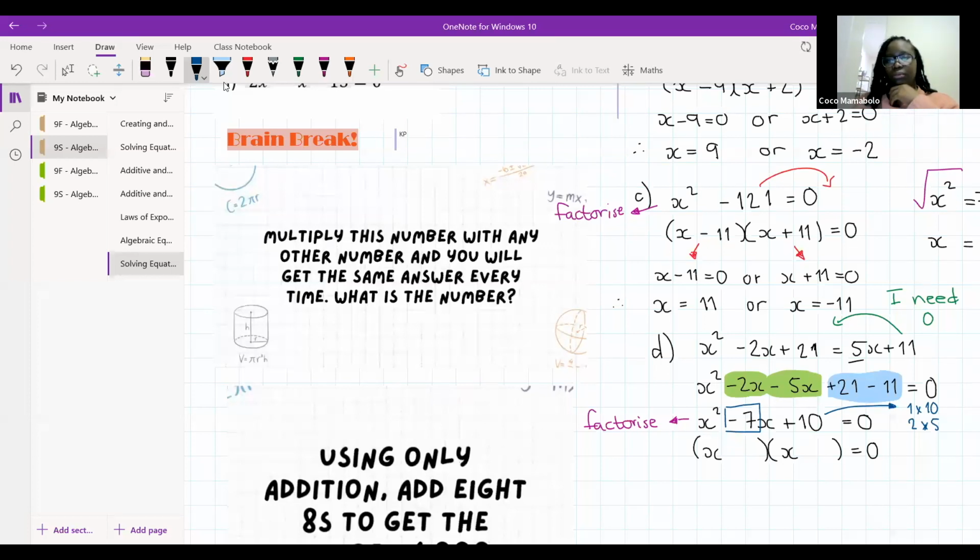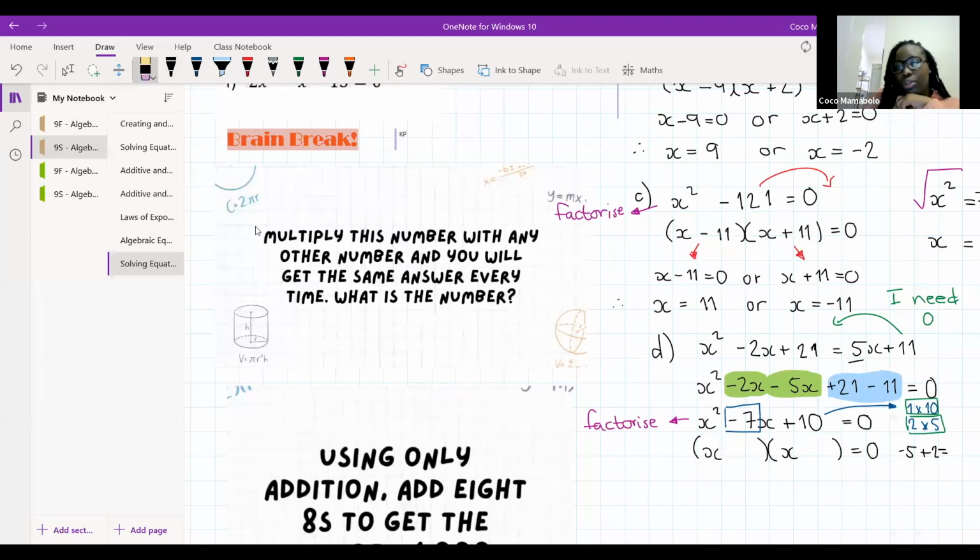Is it 5 minus 10? Oh, I can't do it this way. I can only pair them up together. So I can only use 1 and 10 or 2 and 5. I can't split them up. Okay. Negative 5 and 2. So if I use negative 5 and 2, negative 5 plus 2 will give me negative 3. It's not going to give me negative 7 like I want.